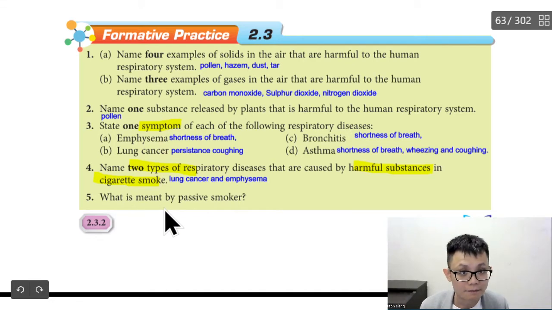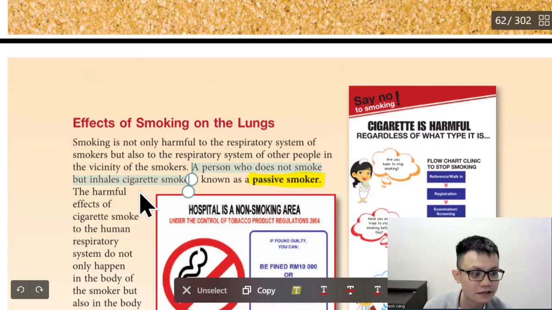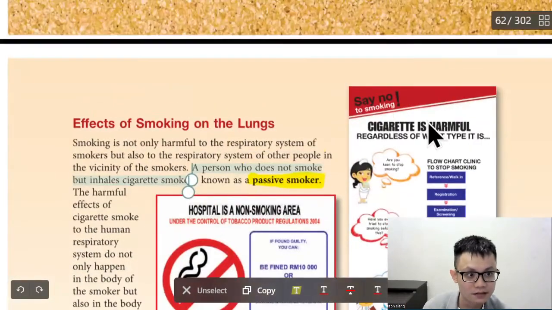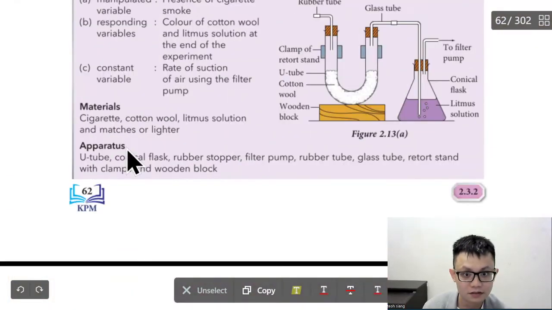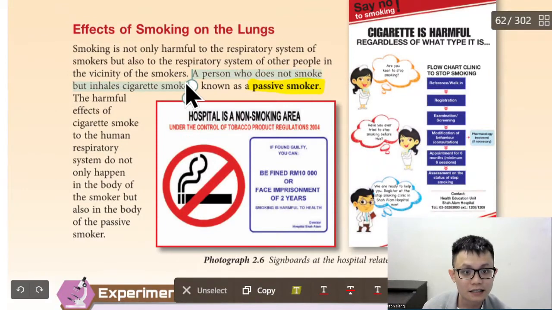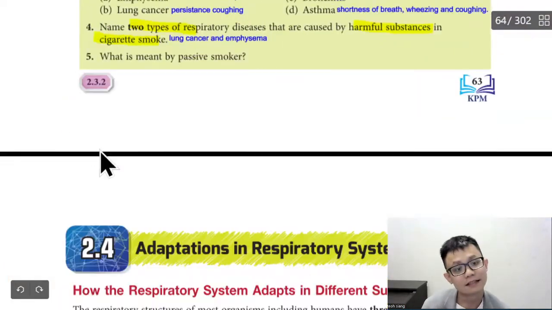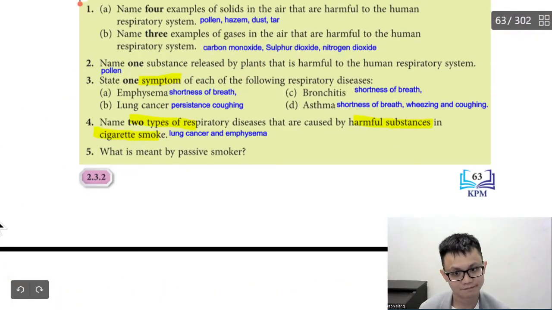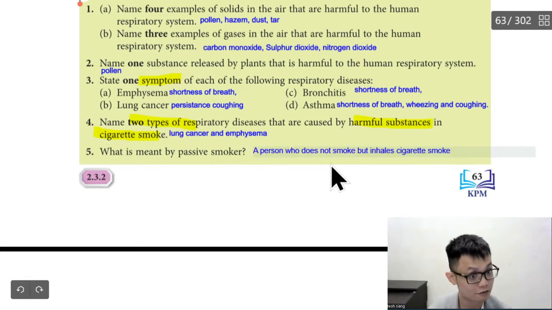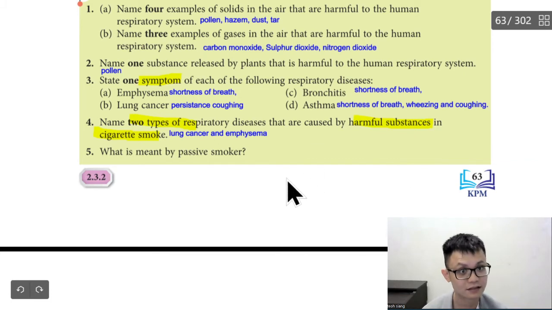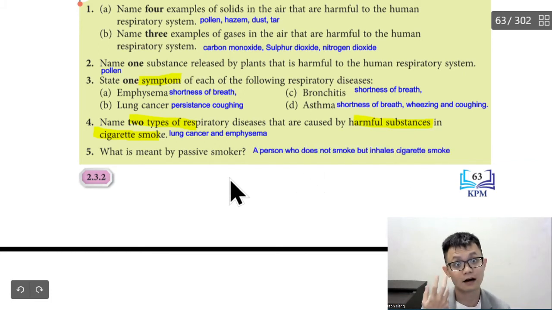What is meant by passive smoker? Okay, we can look at the page, page 62. A passive smoker is a person who does not smoke but inhales cigarette smoke, like me and you, because we don't smoke. Usually teachers don't smoke, doctors also usually don't smoke. A person who does not smoke but inhales cigarette smoke is very bad for our health.